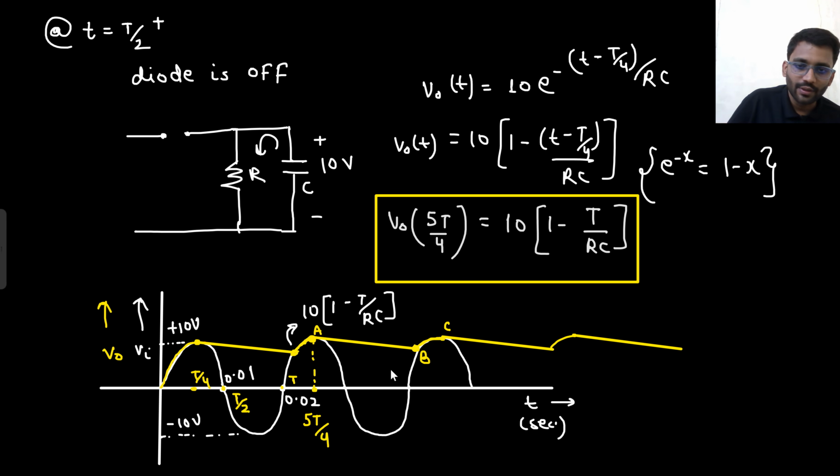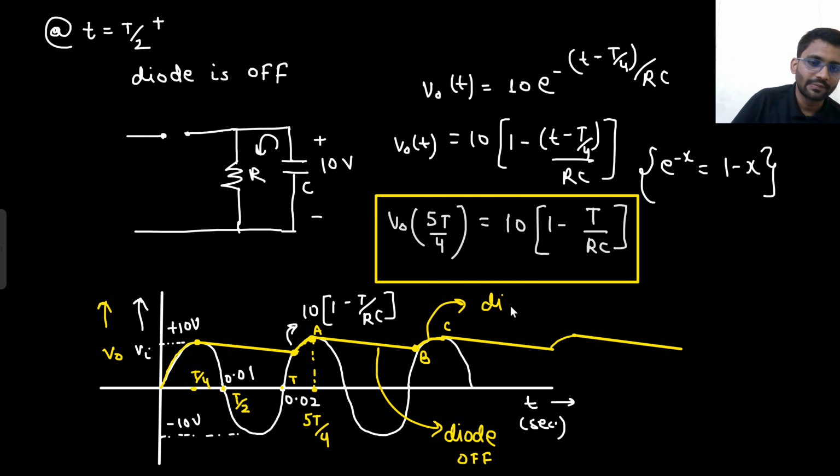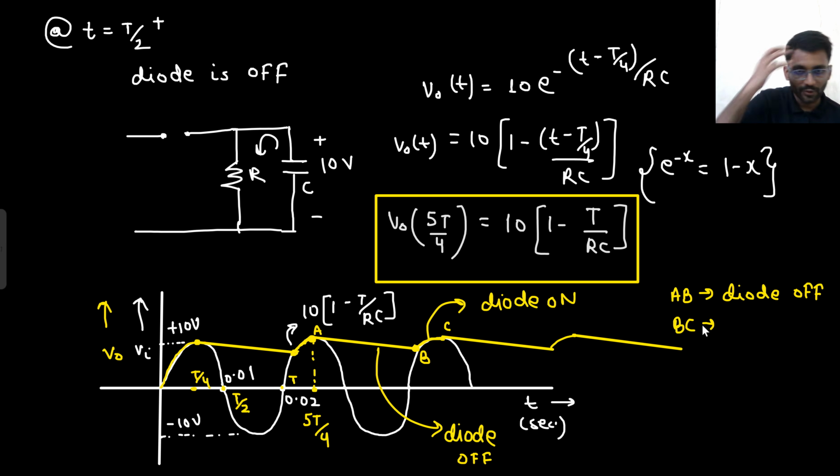So here your diode is off, and here your diode is on. So in AB region, diode is off. Look, I am giving you the correct solution, and in the correct solution, you have to use your brain. Keep your brain active, otherwise you will not be able to understand anything. And in BC region, diode is on.